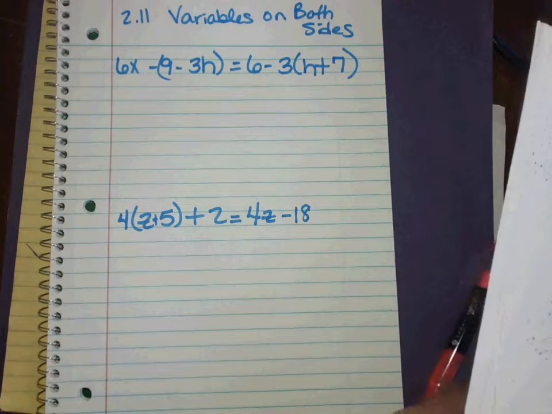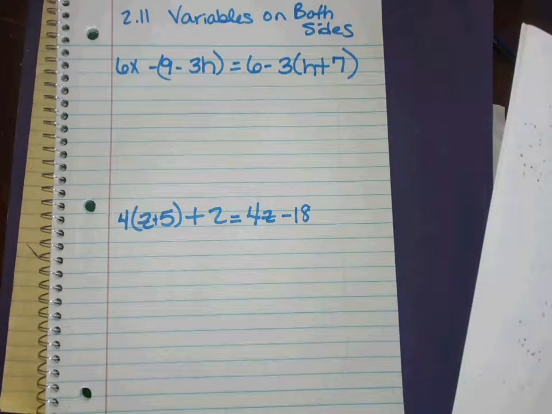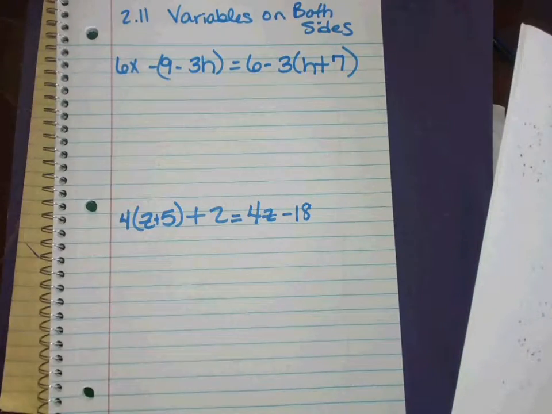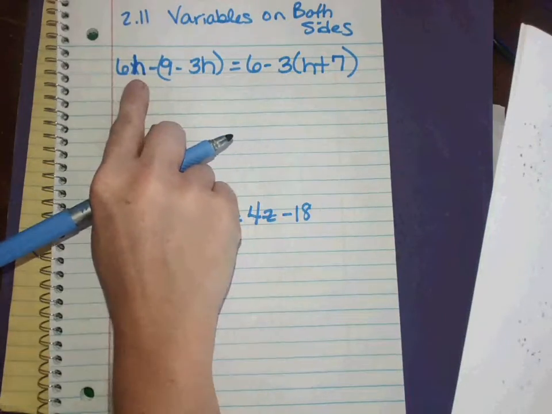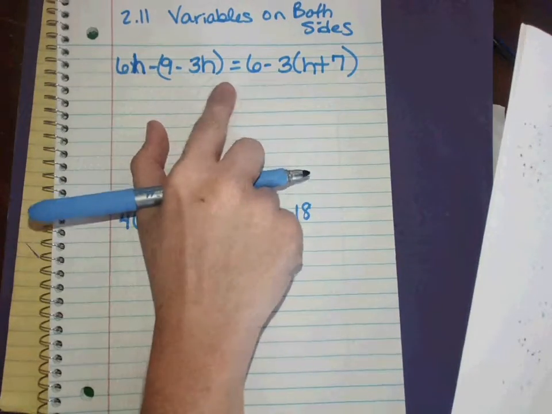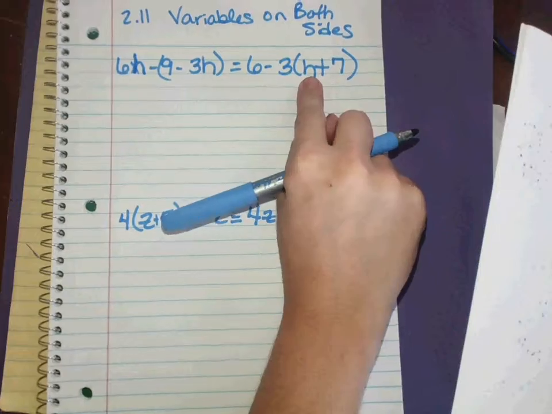Okay, so we're going to look at 2.11, where we have variables on both sides of our equation. Before this, we'd only dealt with them on one side, but this time you'll notice that they are on both. So we've got 6h here, 3h, and then h over here.